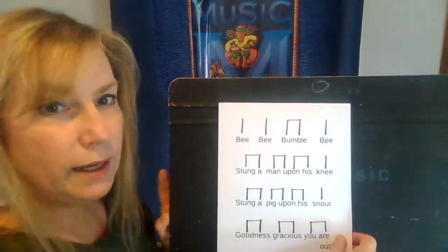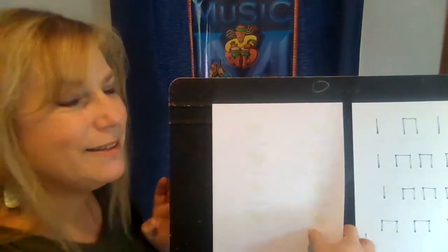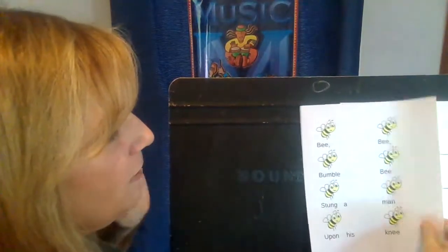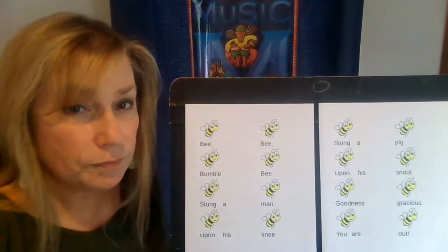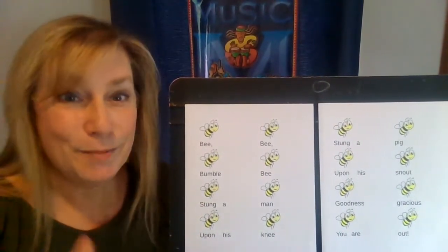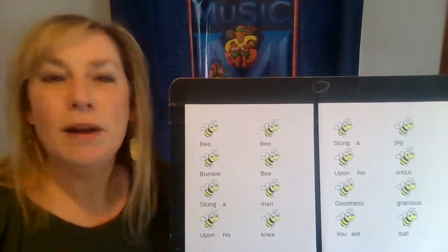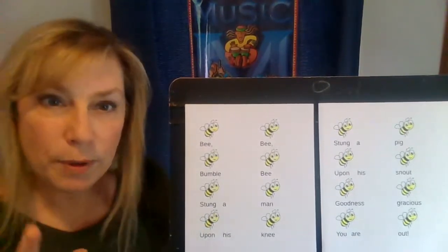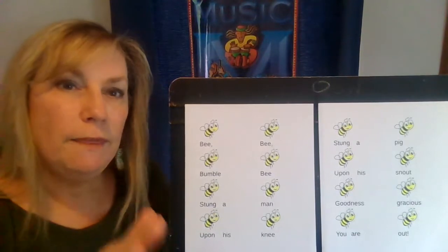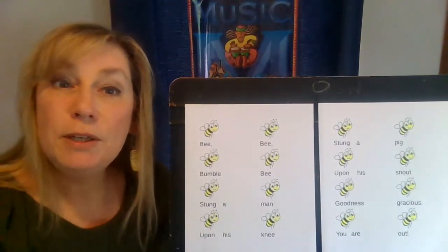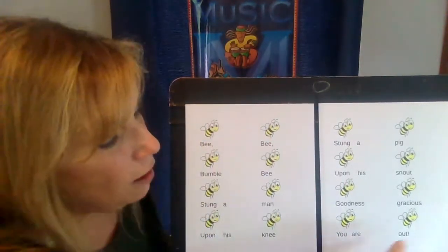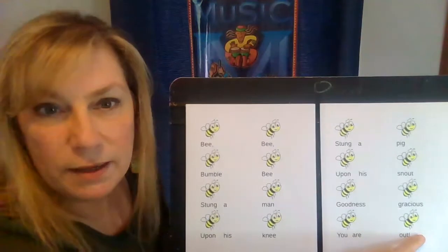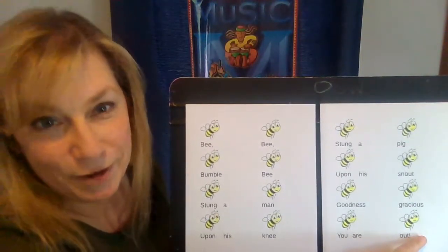Now, in the game, we really are going to be focusing on the beat. So we'll go back to those pages with the bees on them. In the game, if we were all together in the music room at Vinton, we'd sit on the rug in a big circle, and one person would be the bee. They'd go around the circle and tap each person on the beat. So they tap the first person here, then the second person. Whoever they tap all the way at the end where it says out, they're out.